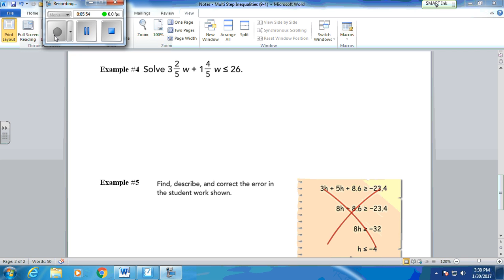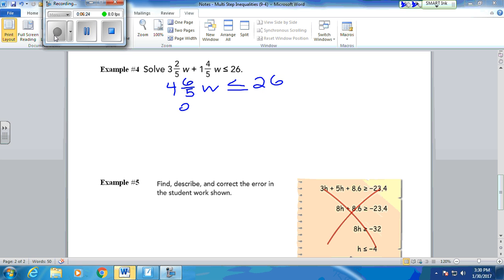Number 4 is dealing with fractions, but we're not going to let that bother us here. We're going to start by combining like terms together on the left side first. And they've given us common denominators here, so I don't need to worry about that. So 3 2/5 W plus 1 4/5 W is going to give me 4 6/5 W, and still less than or equal to 26.